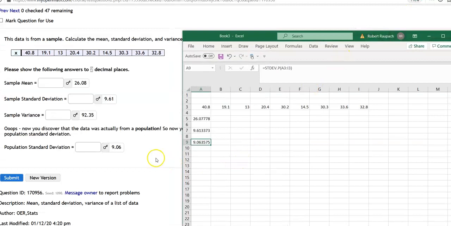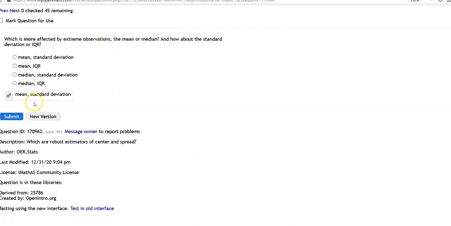So as you see, the standard deviation does vary whether it's a sample, 9.61, or population, 9.06. All right, this question will make you think.